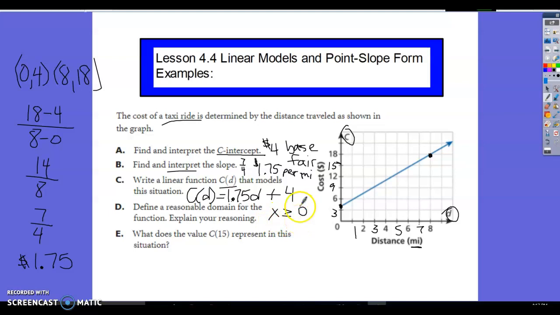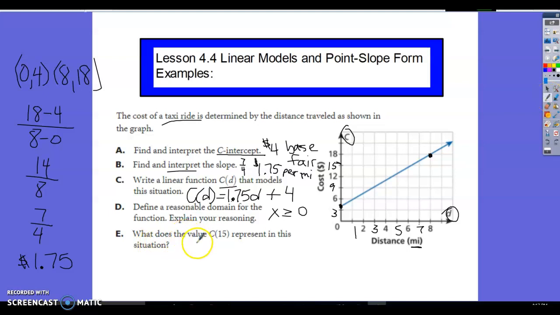And you could take a taxi ride all day long. There's no real limit, not that you'd want to because it costs a lot of money, but you could take a taxi ride for a long time. Any way you want to explain that is fine.